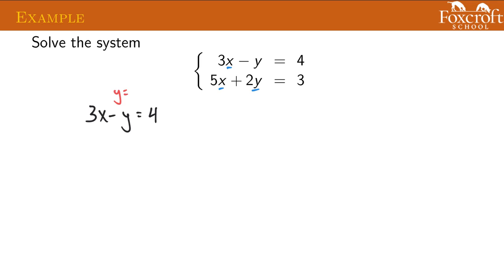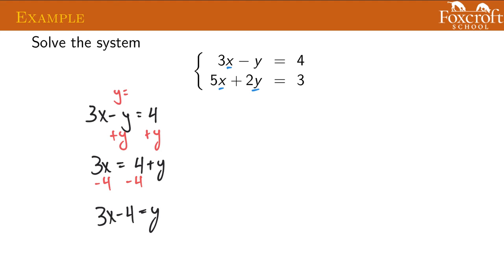I can get this y by itself. All right, so what I'm gonna do is add y to both sides, and then subtract 4. And there's multiple different ways you can do it. I just did it this way. All right, so 3x minus 4 equals y. But now we have the important part. We have y by itself and it's equal to something.